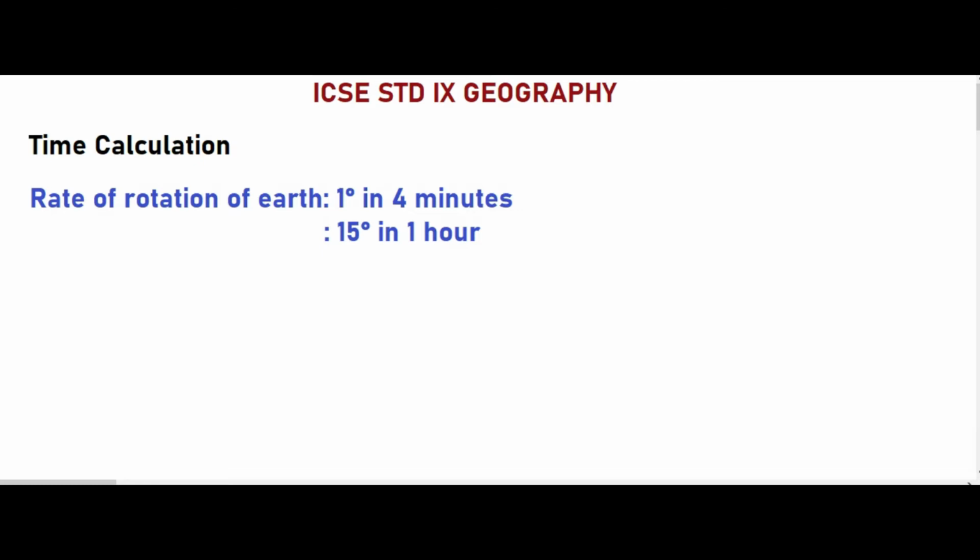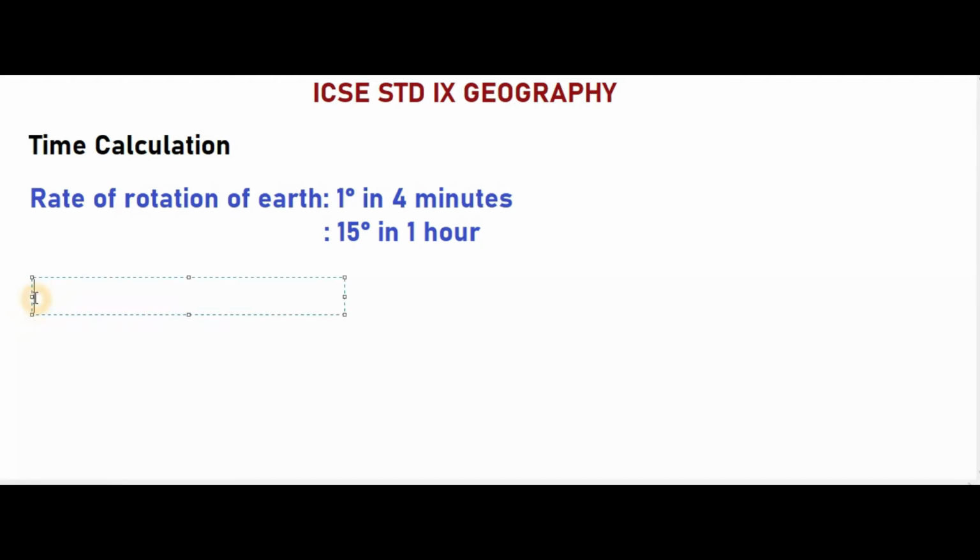When we convert it down into minutes and hours, we can say Earth rotates or turns 1 degree in 4 minutes, otherwise 15 degrees in 1 hour. So this is the rate of rotation of the Earth. Now in order to do the time calculation, this is one thing which we must know. Now let's take a question.